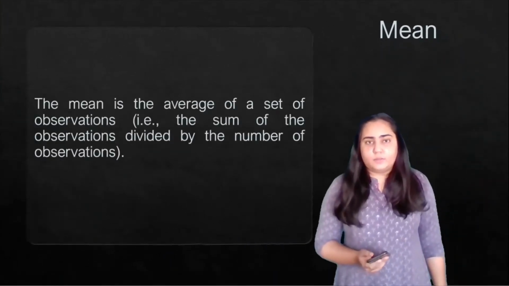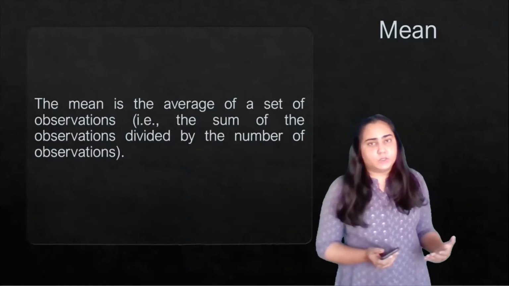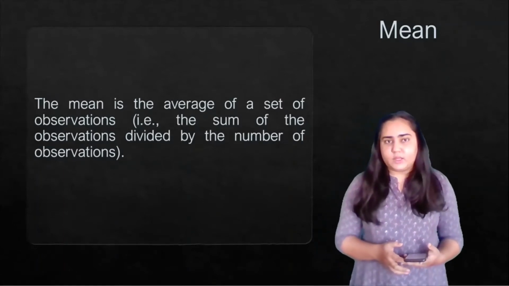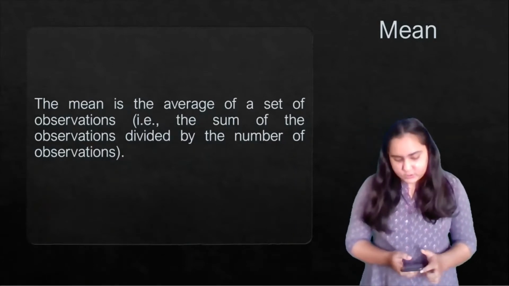Next we have mean. So mean is the average of a set of observations. So it's simply the sum of observations divided by the number of observations.